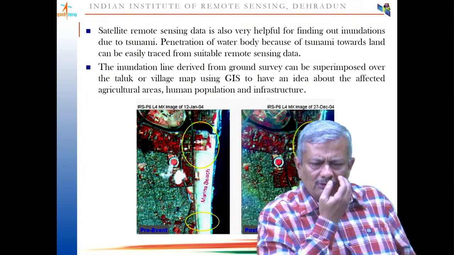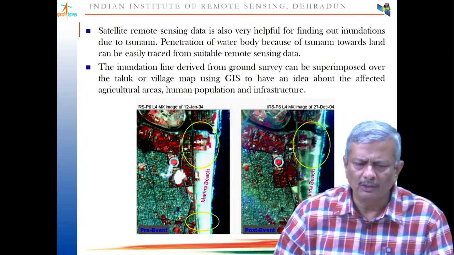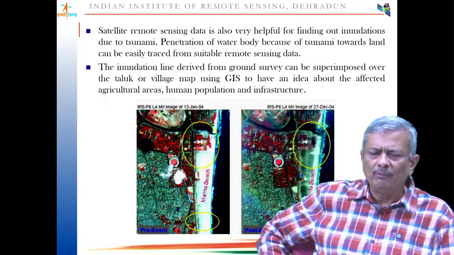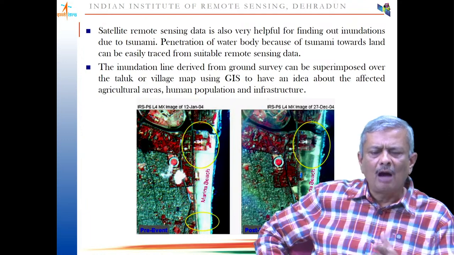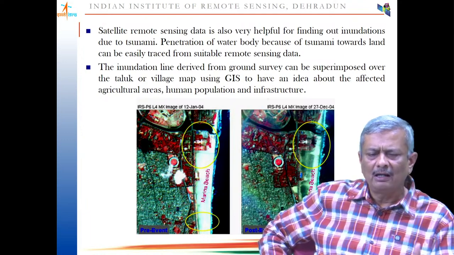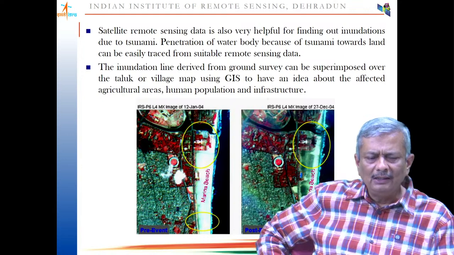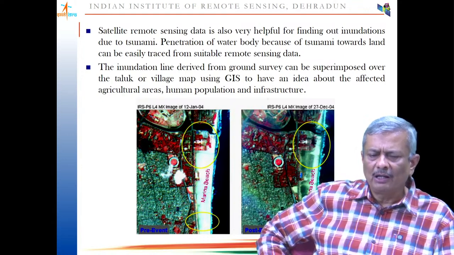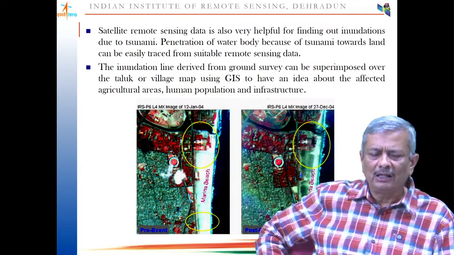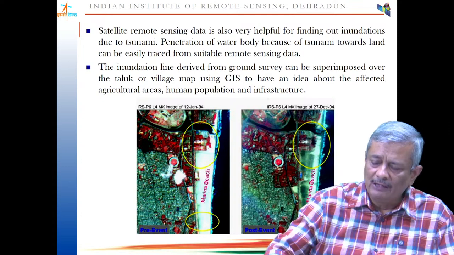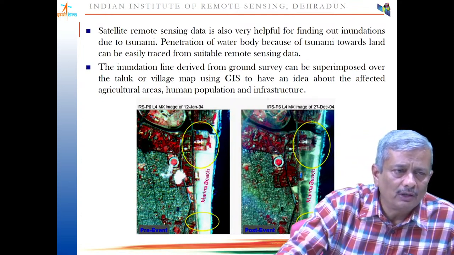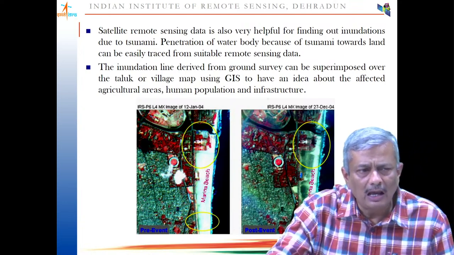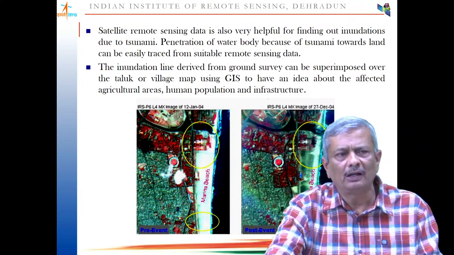Certainly, remote sensing data is also very helpful for finding out the inundation due to tsunami. Penetration of the water body towards the land because of the tsunami can be easily traced from suitable remote sensing data. So we get to know how much water has penetrated inside the land. This inundation line derived from the ground survey can be superimposed over the taluk or village map using GIS to get an idea about the affected agriculture area, human population, and infrastructure. Once I know how much inundation has happened, and I superimpose all the taluk and village maps and know the population, I will be able to tell that this much population is under distress.